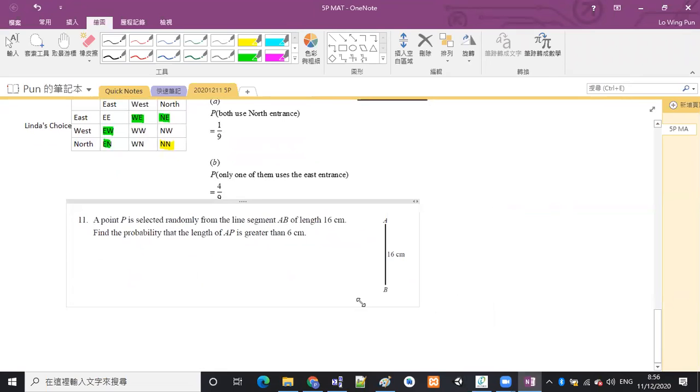So a point. 嗱呢度又係有啲唔同㗎，今次。A point is selected randomly from this line segment AB of length 16 cm. Find the probability that the length of AP is greater than 6 cm. 嗱呢一個你都係打粒星落去，put a star here。呢粒星嘅原因就係佢唔係揀兩次啦，今次呢一個係數唔到嘅，OK。This one is uncountable.